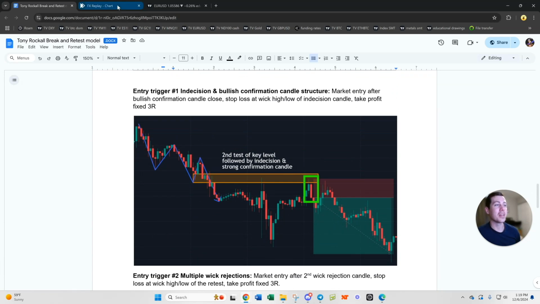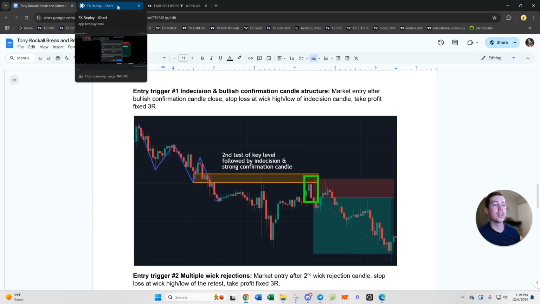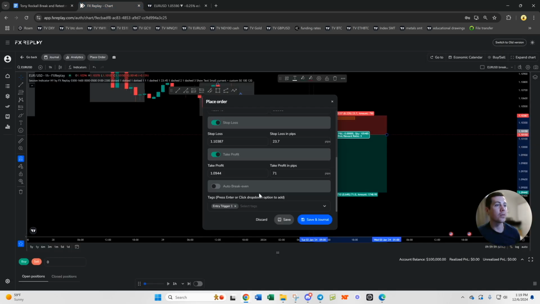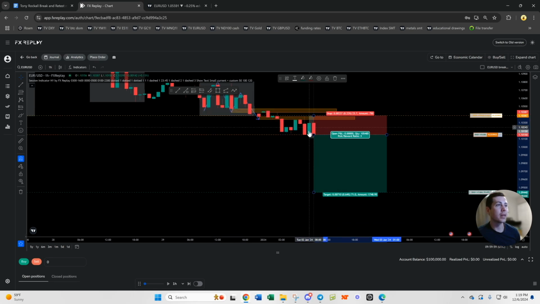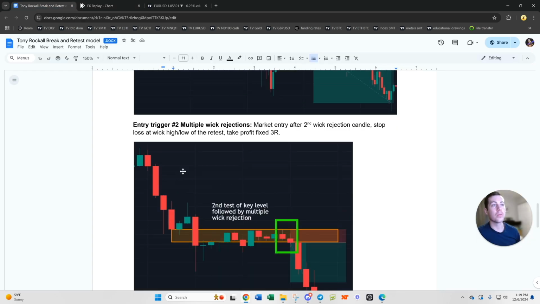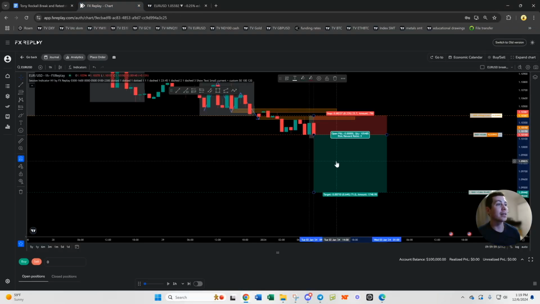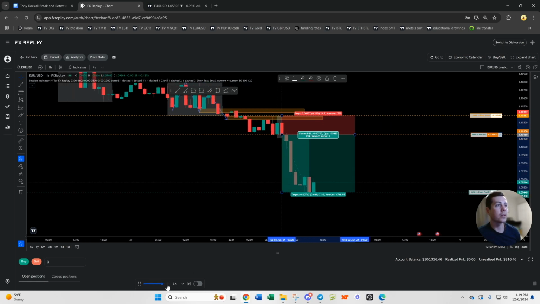So I think technically I'll probably use the multiple wick rejections, because this first candle was actually pretty large. Right here, if this candle had a smaller body with a wick, then I would probably use entry trigger number 1 with the indecision candle and reversal. But I'll be using tags to identify those two triggers as well. And then we'll just let it play out and see what the result is.